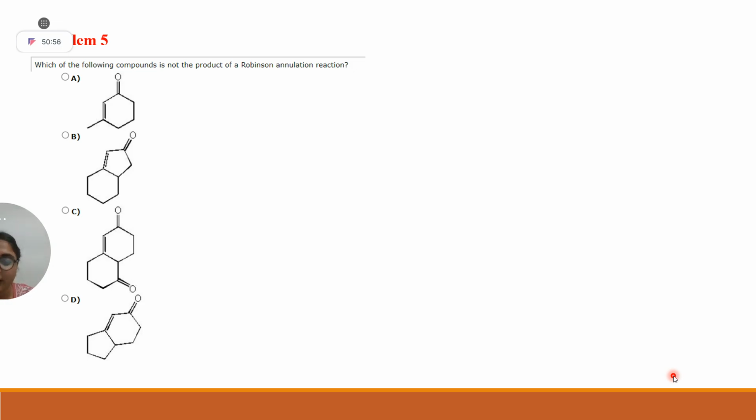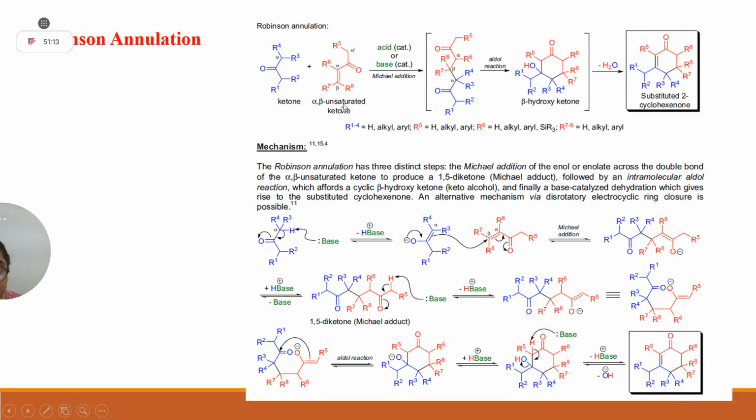Correct. Its correct answer will be... wait, students. Its correct answer is A, because it can't be a product of Robinson annulation, because see, here you are starting with both alicyclic. Alicyclic means okay, but here, students, they are getting that product.